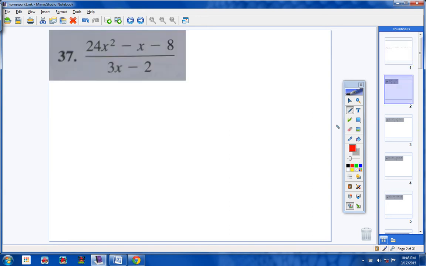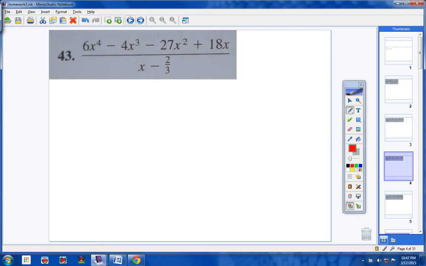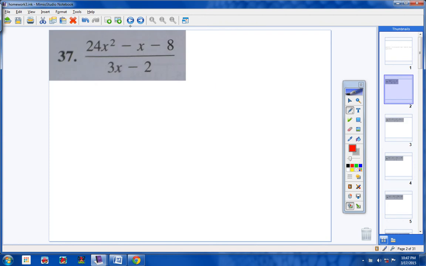Let's first of all take a look at numbers 37 and 41. Use long division to divide. So we're going to use long division to divide numbers 37 and 41. So 3x minus 2 is what we call your divisor. And the dividend is this number right here.